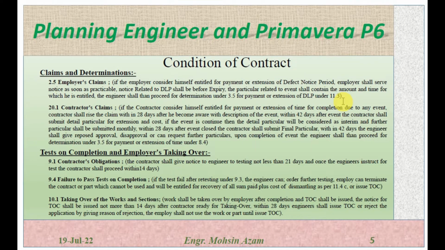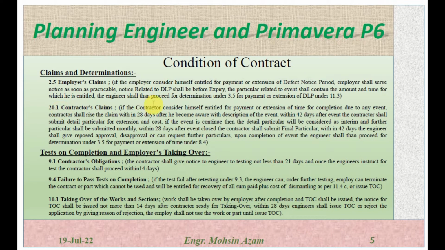So this is actually the employer claim. If the employer considers himself entitled for any payment or for the extension of the defect notice period, he has to serve the notice as soon as possible, but he has to issue the notice before expiry of the defect liability period, and he has to submit the particulars related to the event for the time and for the payment. The engineer has to proceed after receiving the documents from the employer for his claim. The engineer has to proceed for the determination under subclause 3.5 for the payment if he is entitled for any payment, or for the extension of the defect liability period under 11.3.